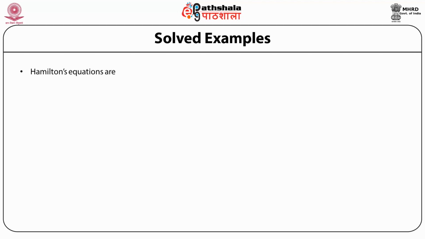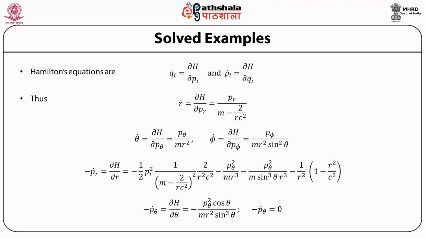And the Hamiltonian equations are then r dot given by dH by dp_r, which is p_r by m minus 2 by r_c square, and theta dot likewise is p_theta by m r square, and phi dot, which is given by dH by dp_phi, becomes p_phi by m r square sin square theta, and p_r dot is minus dH by dr, given by the expression here, and likewise p_theta dot and p_phi dot. And p_phi dot is obviously equal to 0.